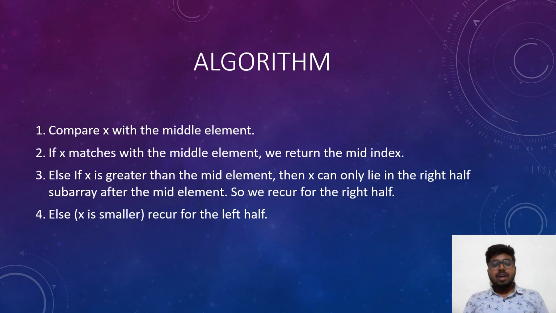The algorithm which we use in binary search is, in the first step, we compare x with the middle element. If x matches with the middle element, we return the middle index. Else, if x is greater than the middle element, then x can only lie in the right half of the subarray after the mid element, as the array is a sorted one, so we recurse for the right half. Else x is smaller, recurse for the left half.